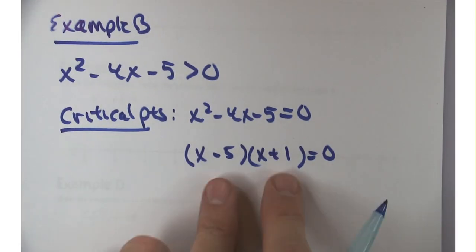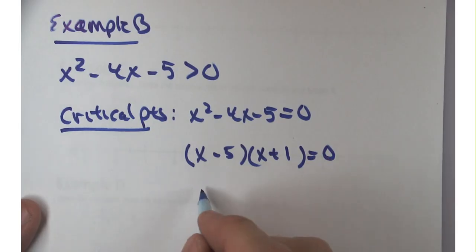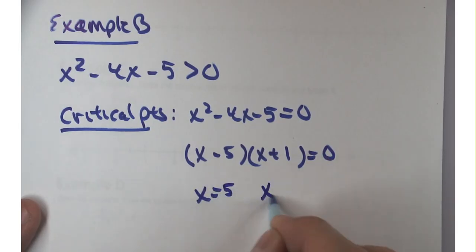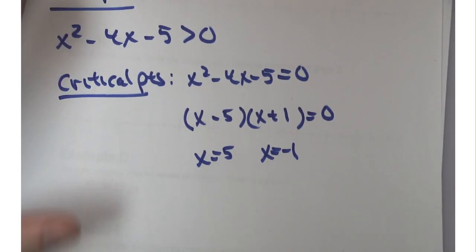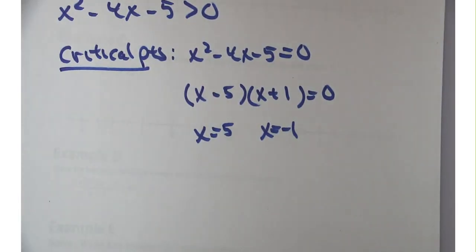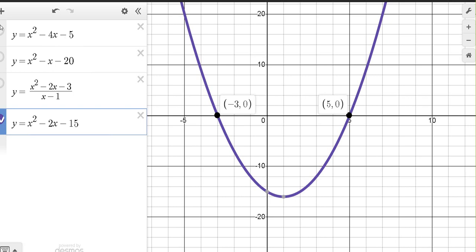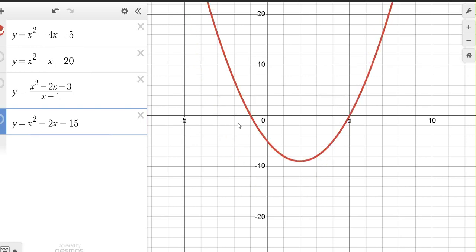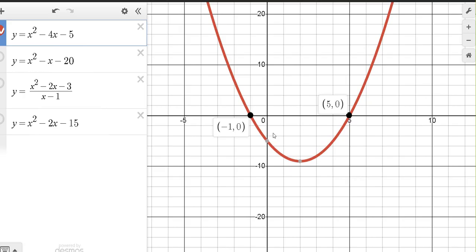Pfeiffer, what's our two solutions here? X equal 5, x equal negative 1. You know what? I'm going to just draw the graph here. We can take a look at it real quickly on Desmos. I do think I have that one up here. That's this one. And you can see exactly what we expected. The graph's going to cross its x-axis at negative 1 and 5.